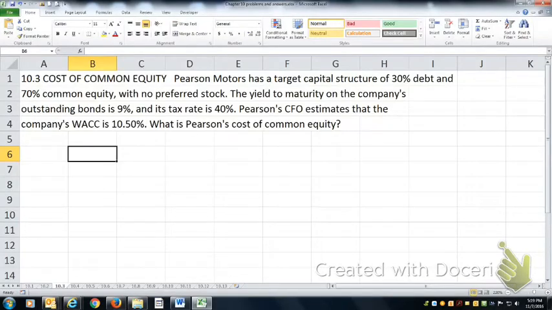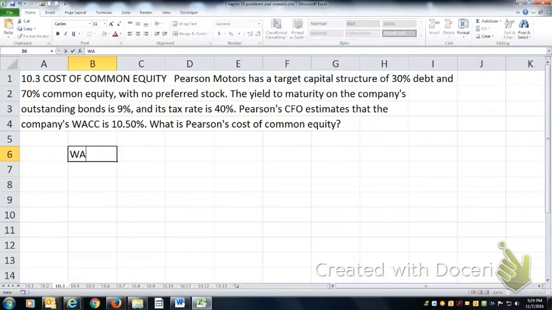This is problem 10.3 from Brigham and Houston's Fundamentals of Financial Management, Concise 9th edition. We're given some information here about a target capital structure that's only debt and equity. We're given the yield to maturity on the bonds, a tax rate, and we're given the total weighted average cost of capital. The question is, what is Pearson's cost of the common equity portion?